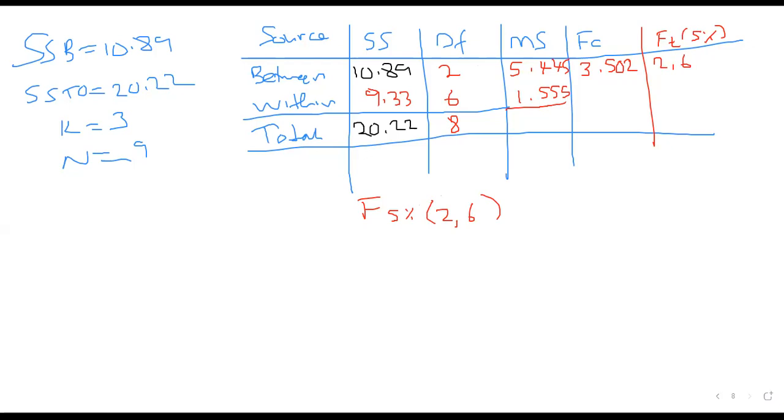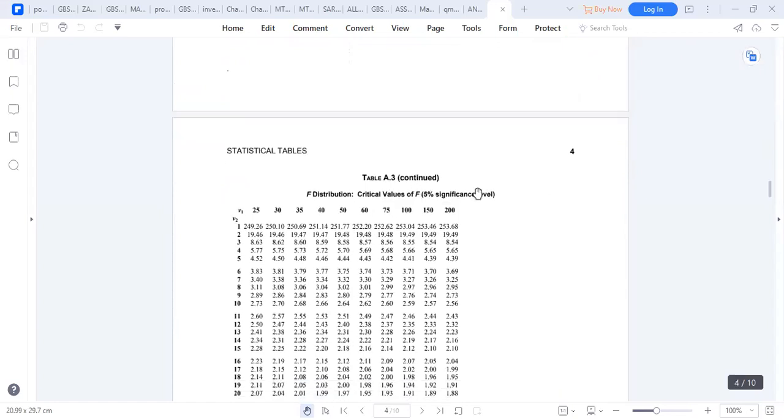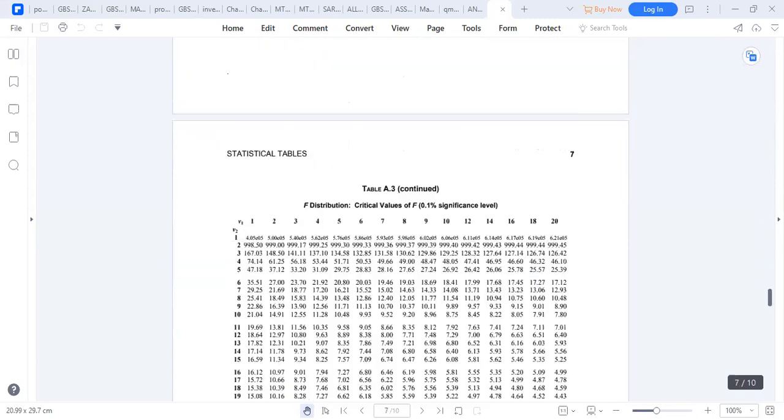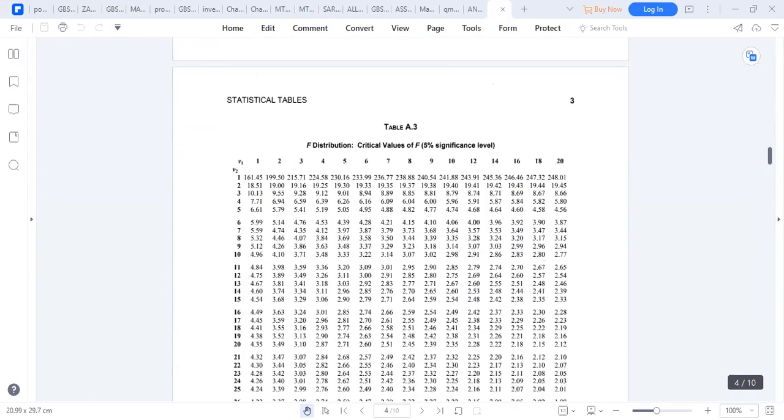So let me beam some statistical tables which look like this. So you go at the end. Make sure that you are sure of the percentage you are given. So F tables here, there's a 5% table, there's a 1% table, there's a 0.1% table. So here we are looking at the 5% table. So our coordinates in this case are what?